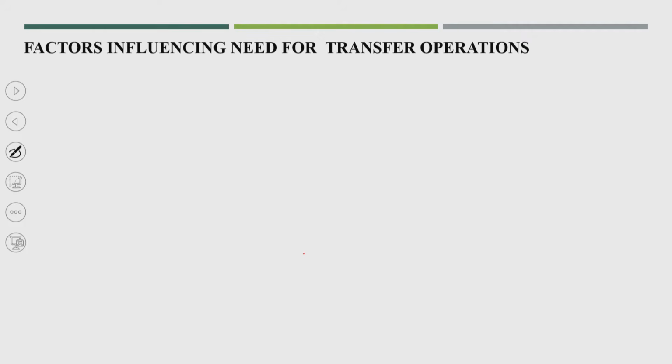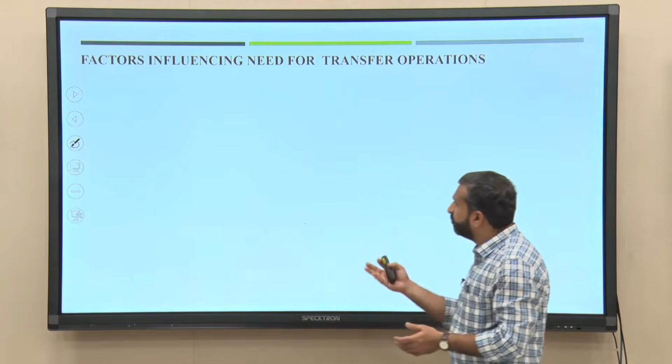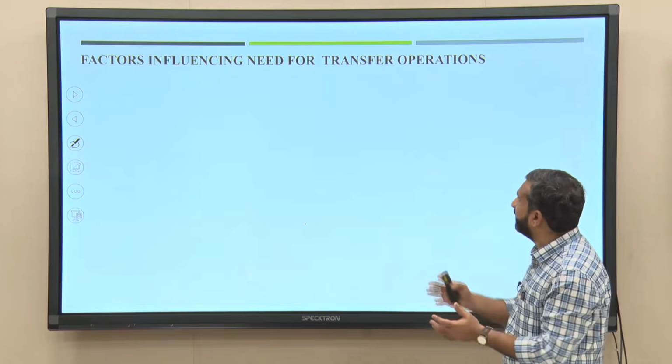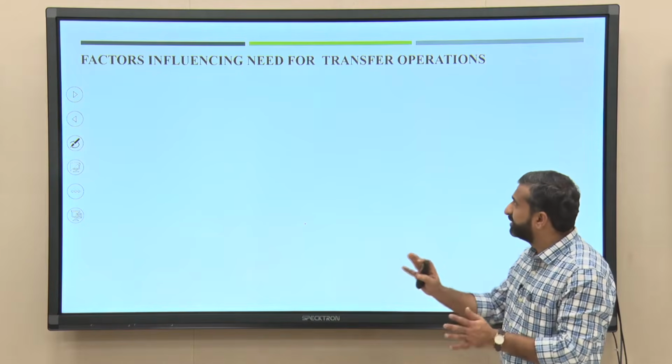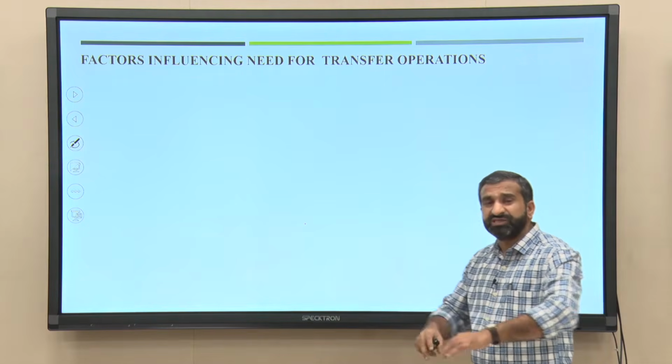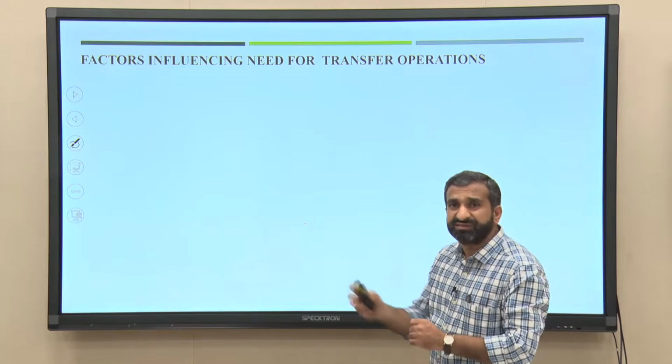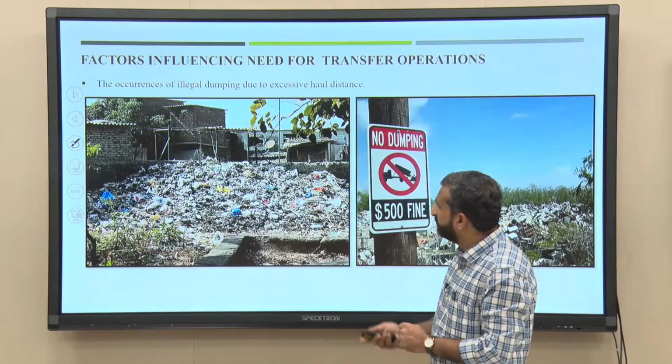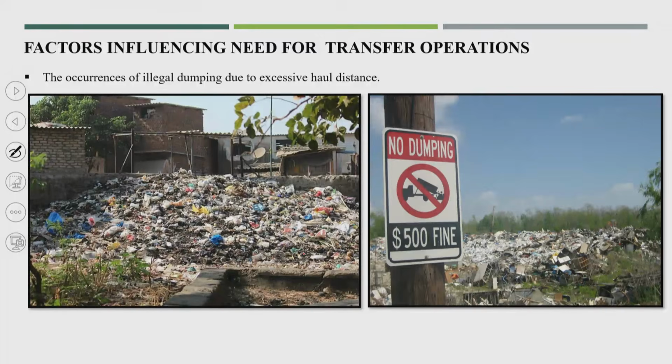Now, apart from these two important necessities, there are a few more factors which will really attract transfer stations. Because of these transfer stations, some more excess benefits could be possible. So, the first is the occurrence of illegal dumping due to excessive haul distance. It is possible, especially in a country like India, where the haul distance is very far away.